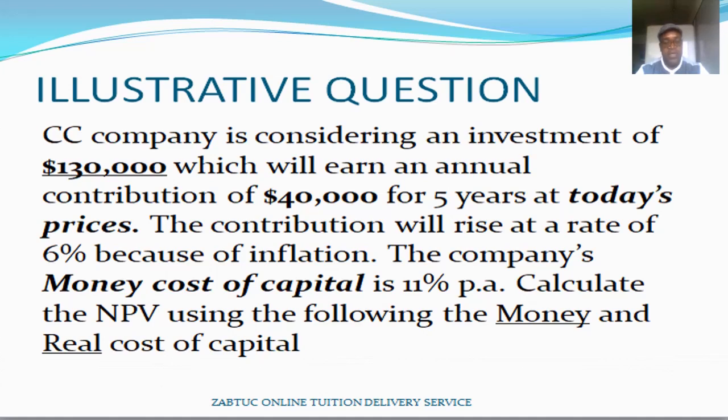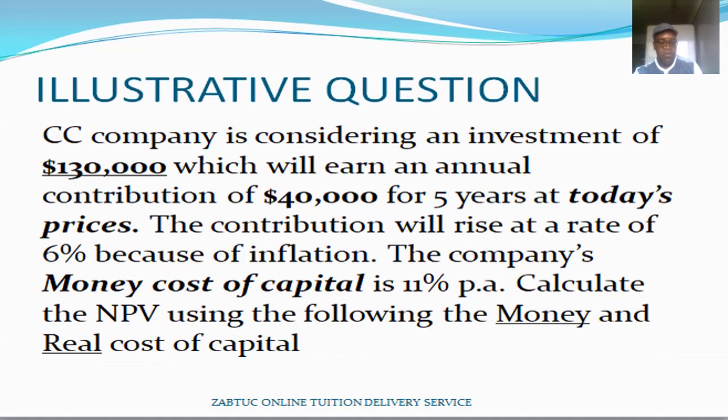However, the contribution will rise at the rate of 6% because of inflation. The company's money cost of capital, remember it's money cost of capital, so it means it's an inflated discount rate, is 11%. So our requirement is to calculate the NPV using the money and the real cost approach. So in one case, use the money cost of capital, in another case, use the real cost of capital.